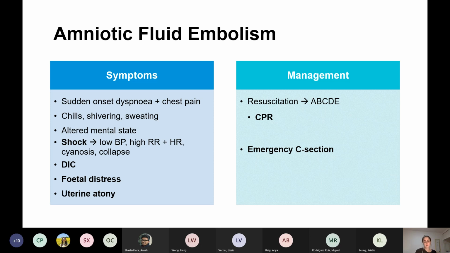So anyone know what the management for this might be? Any ideas? C-section, yep. I love that. This is what I did in my exams. I just answered C-section for everything. Don't do that.